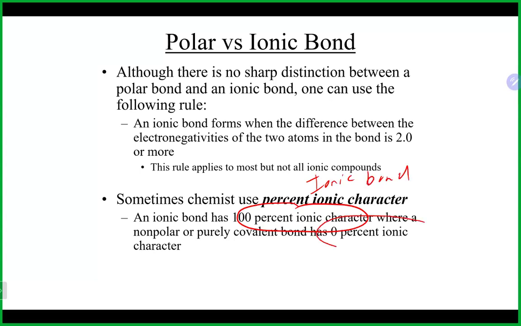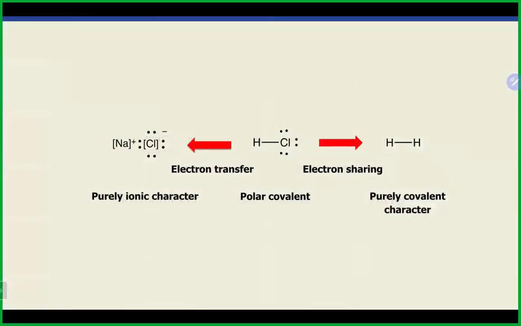And if you got 0% ionic character, you pretty much have a pure covalent bond. And if you have a percentage in between those two numbers, you most likely have some type of polar bond happening. So I would say not too many people use the percent ionic character, but that's essentially the same idea as what we just talked about with ionic, polar, and nonpolar bonds. So you sometimes will see that.